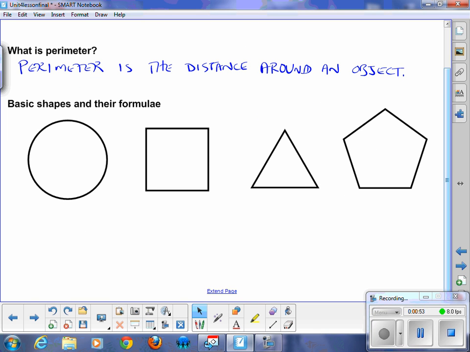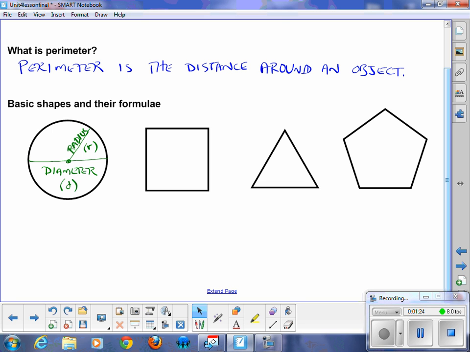The first one I'm going to talk about in a little more detail because you need to know a little bit more about it. The circle is a special one. You need to know a couple of terms here. If you go through the center of the circle and go all the way across, that is what we call the diameter. From the center to the outside edge is what we call the radius. Diameter, we represent with small d, radius, small r.